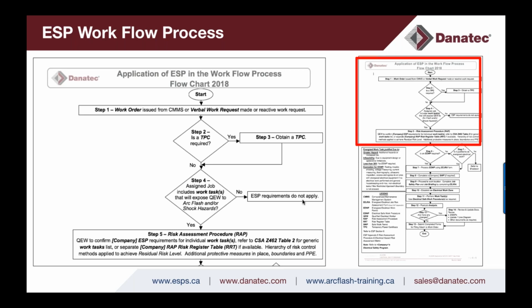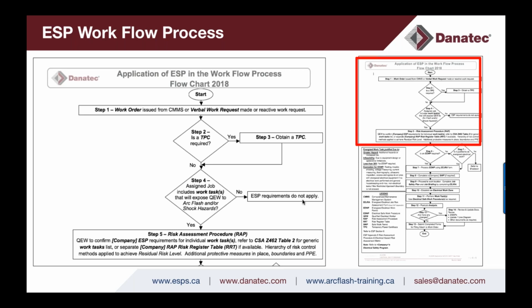And if it does, then they have to proceed to process the requirements of their company's electrical safety program, which is step 5, the risk assessment procedure, again, as an overarching requirement that the electrical safety program should document. If the job doesn't include energized electrical work tasks, then the company's electrical safety program and the requirements of NFPA 70E and Z462 don't apply.